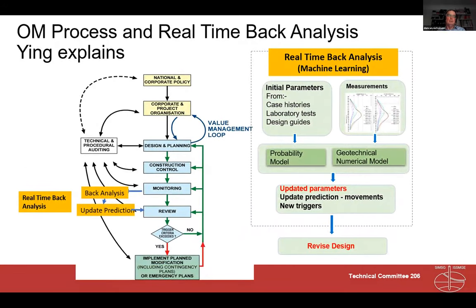So Ying will talk in detail about the real-time back analysis. That fits down here where you've got monitoring data coming through on a weekly basis. We want to back analyze this as the excavation goes, so we're up to date with it, and we're looking for opportunities and disadvantages of things going right or wrong. We're updating predictions, and that then feeds into the review process, and then we can see what the options are for changes to the design.